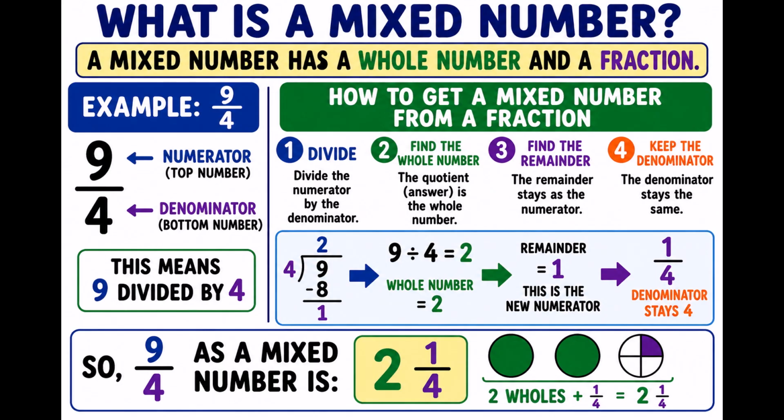Divide the numerator by the denominator, use the quotient as the whole number, and the remainder as the numerator, and keep the same denominator. All right, pause this video so that you can finish your activity or discuss this further.